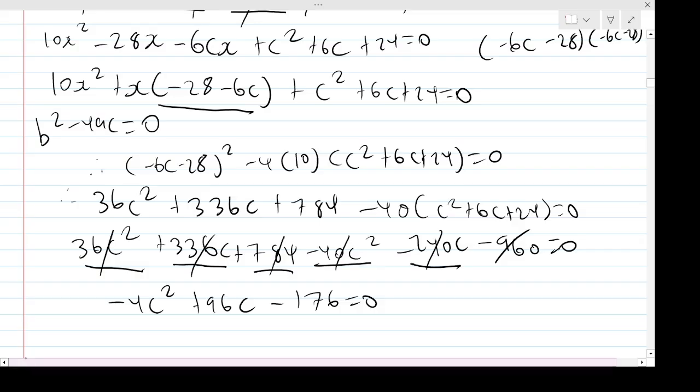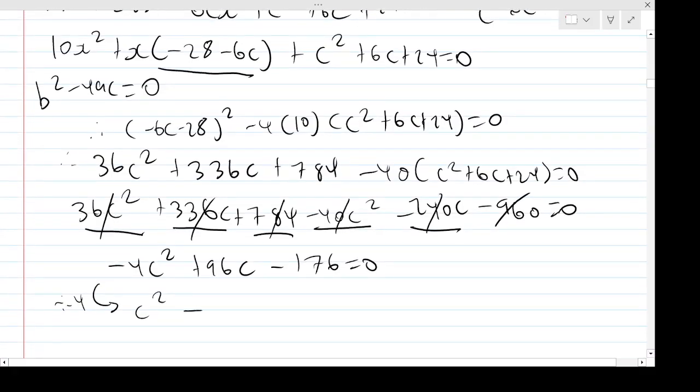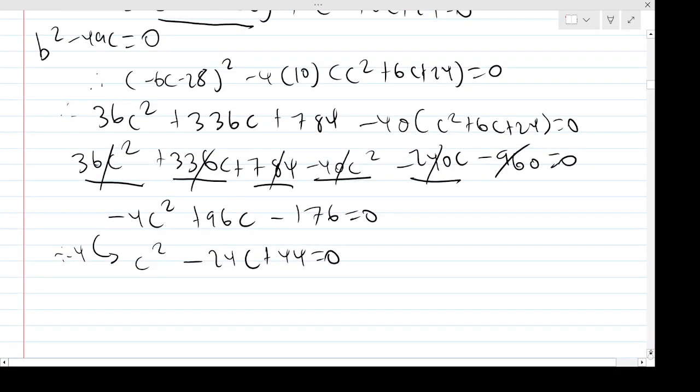Yes, I can divide through by minus 4 just to make it a bit easier to read, I guess, if you want to solve it. But anyway, we get c squared, minus 96 divided by minus 4 gets me plus minus 24c. Then we have minus 176 divided by minus 4 gets me plus 44 equals 0. Now it's a lot easier quadratic to solve, right?